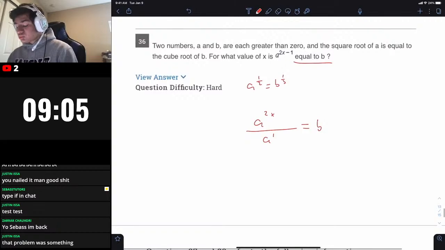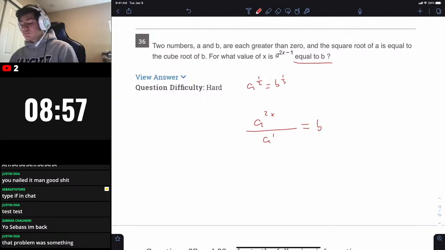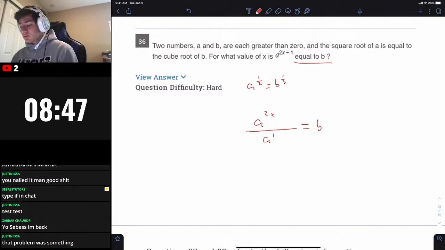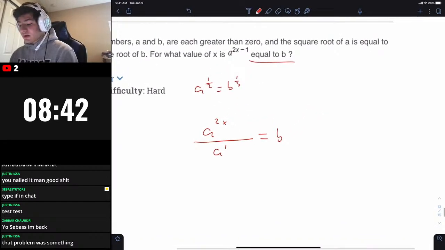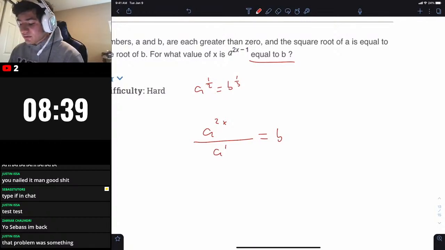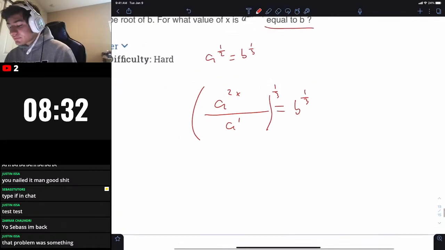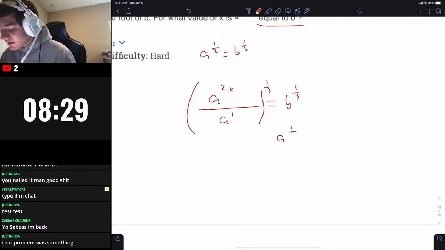Now, this is really weird. What value of x is that equal to b? Okay, we know b to the 1/3 is a to the 1/2. So let's take everything to the 1/3 power. See if this works. Yeah, let's try that. And b to the 1/3 is a to the 1/2, so I can just write a to the 1/2 on this side.